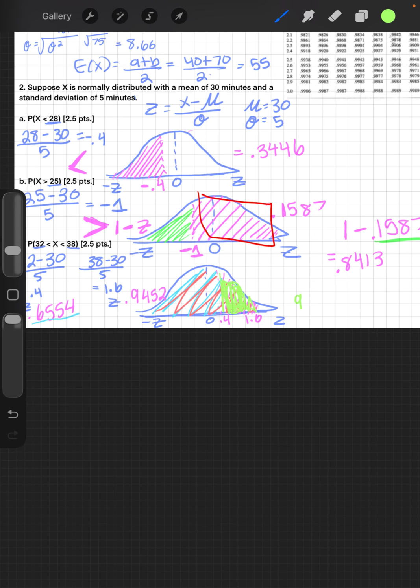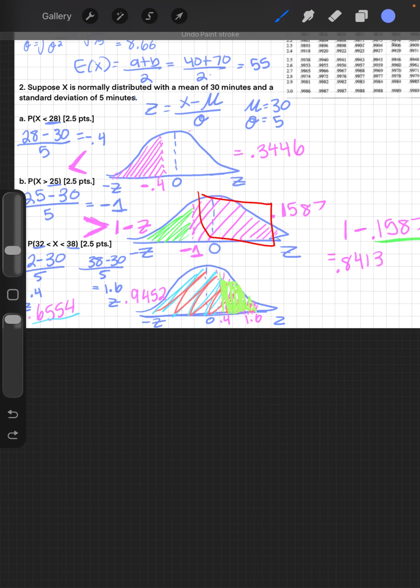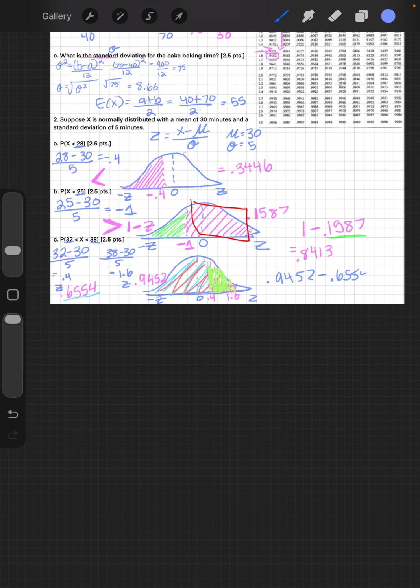It's going to be, that's a bad color. I'm going to just go back to that color. 0.9452 minus 0.6554. 0.9452 minus 0.6554. And it gives us 0.2898.